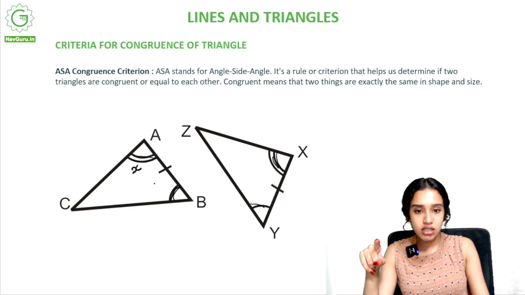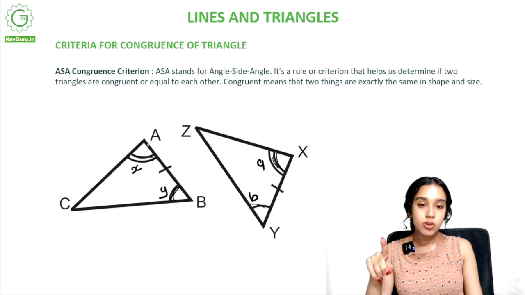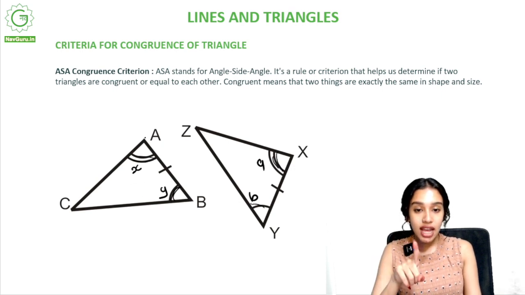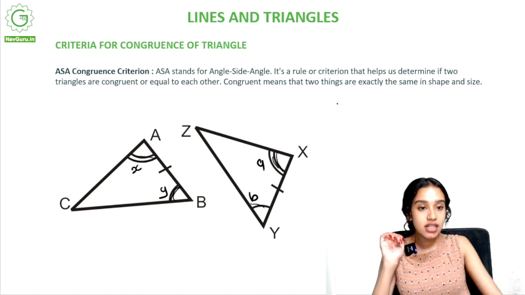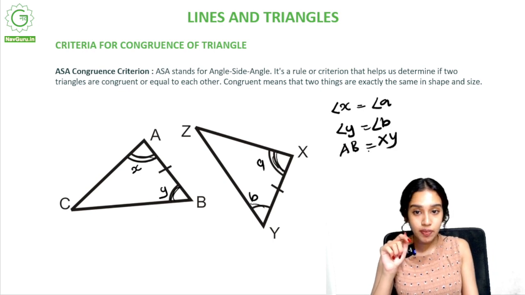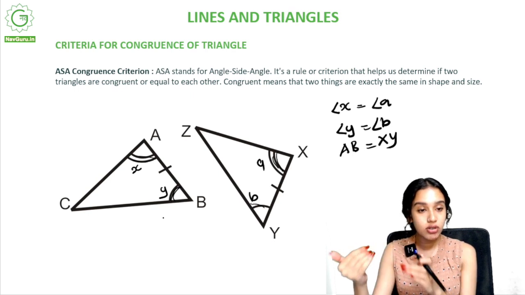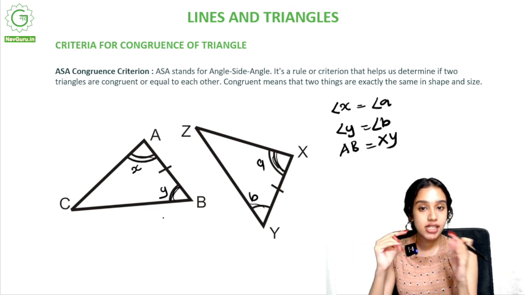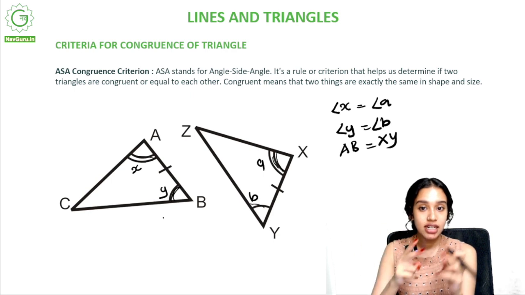Let's name this angle X and Y and let's call this A and B, right? So, there are two angles and we have one included side which is equal. Here, the angles are angle X equal to angle A and angle Y equal to angle B. Also, what is the included side here? AB equal to the included side XY. So, this is the ASA congruence criteria where two angles and one side, that is angle side angle.